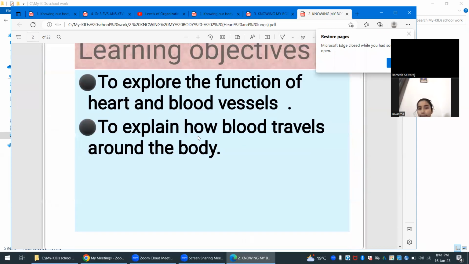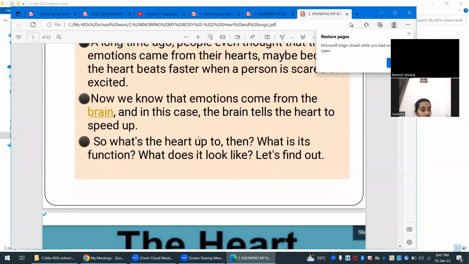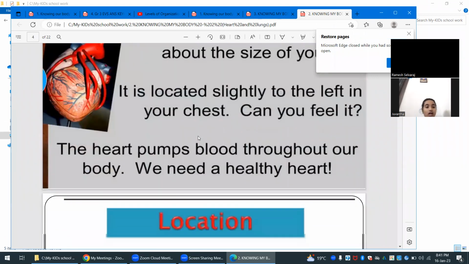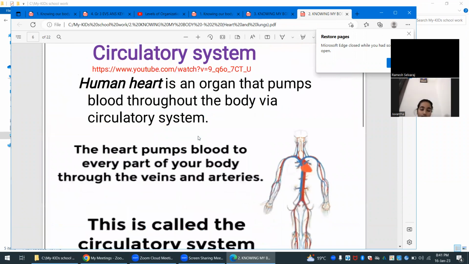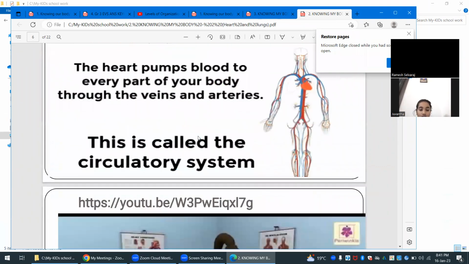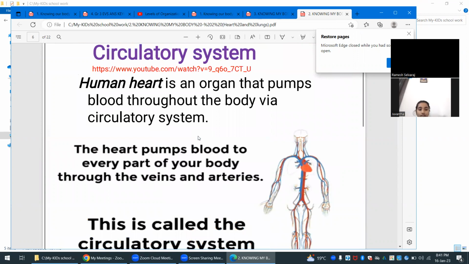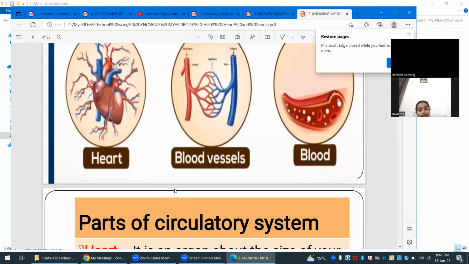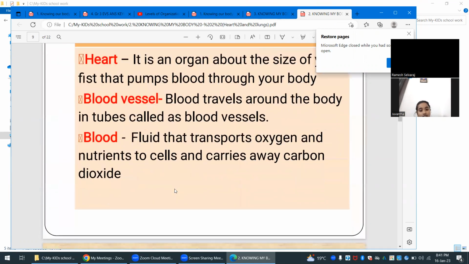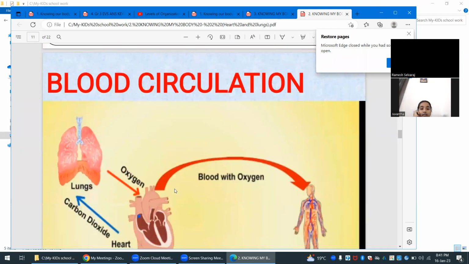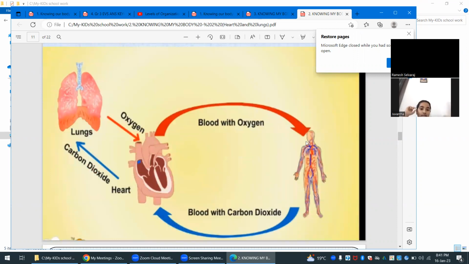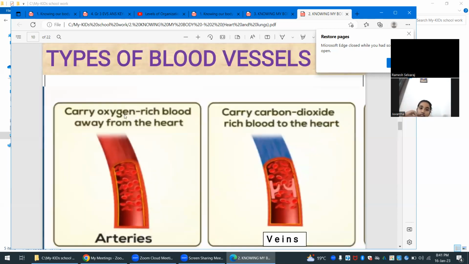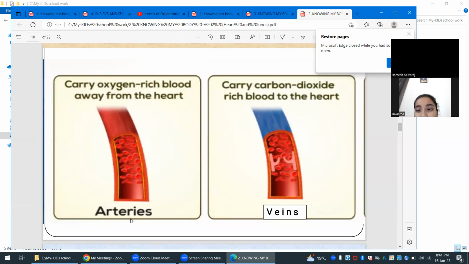Arteries, when the heart pumps, take the blood to all the body parts. Yeah. The heart pumps blood to every part of your body through the veins and arteries. There are two things, one is vein, one is artery, right? So we need to understand the difference between vein and artery. Here you see, veins carry blood to the heart, and here you see, arteries carry oxygen-rich blood.